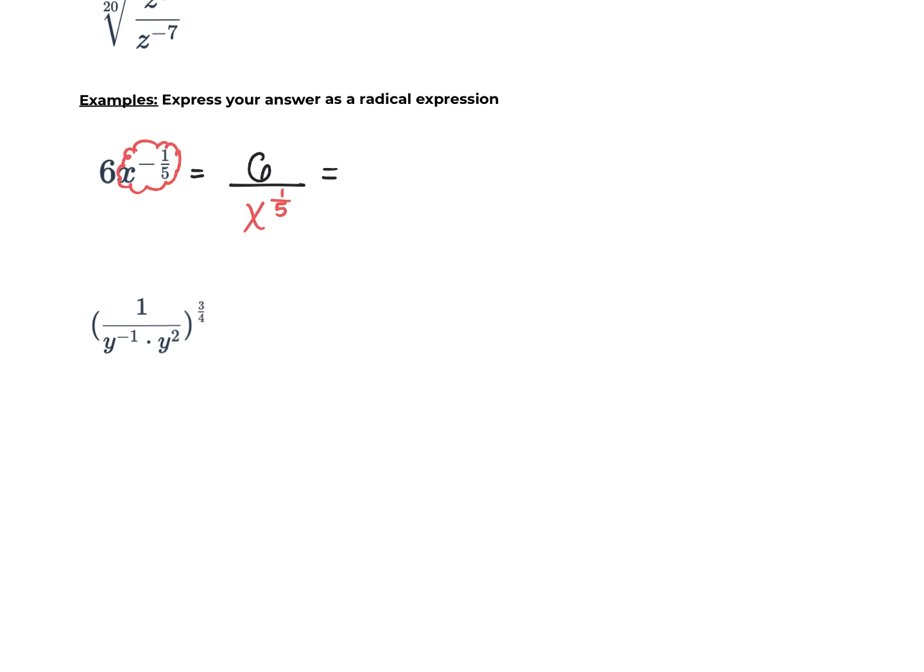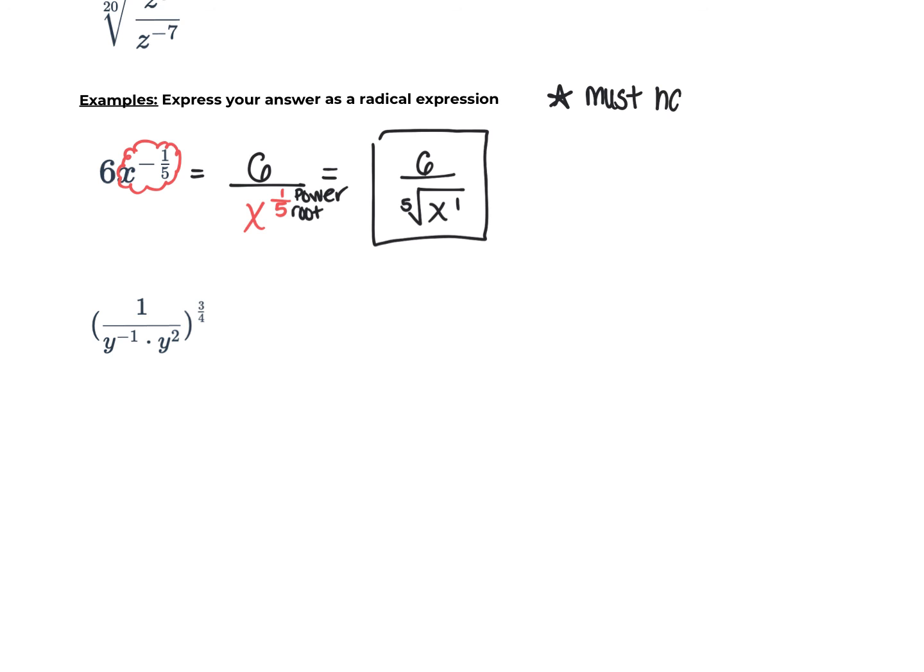So now that our exponent is positive, we now know that we could say that 5 is my root and 1 is my power. So my final answer is 6 over the 5th root of x to the 1st. And that's my radical expression. So anytime you're doing this, the first thing, you must have positive exponents. All right?